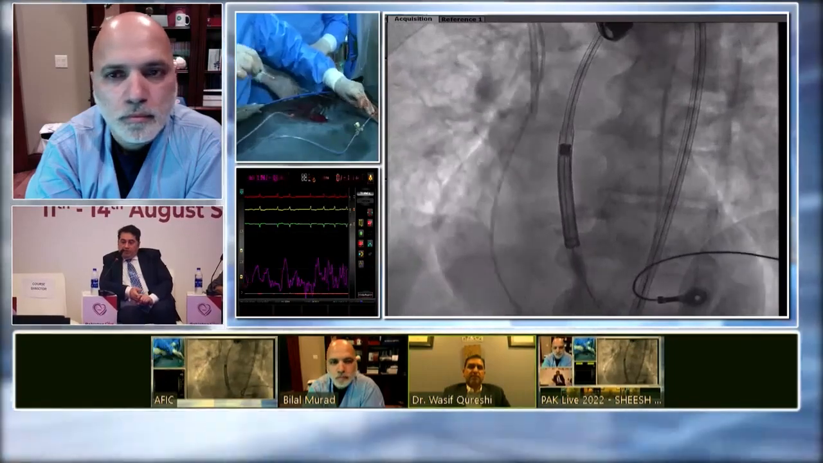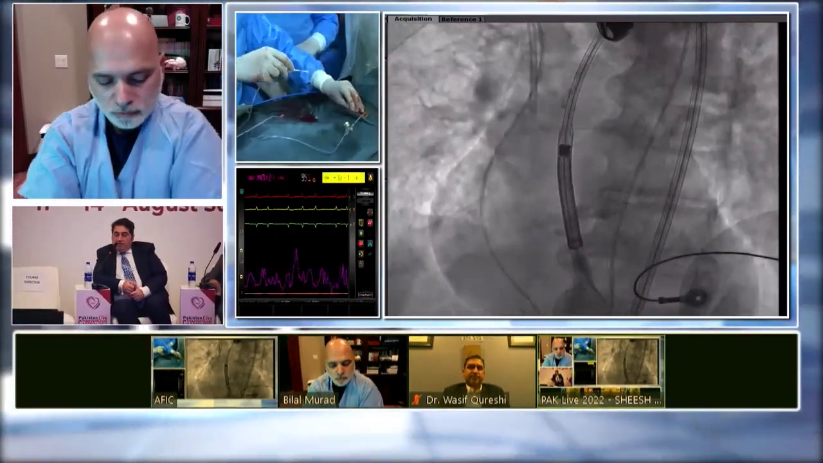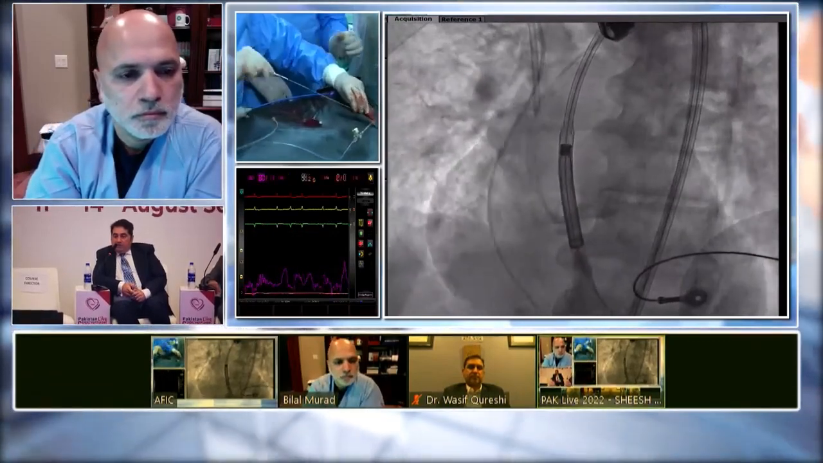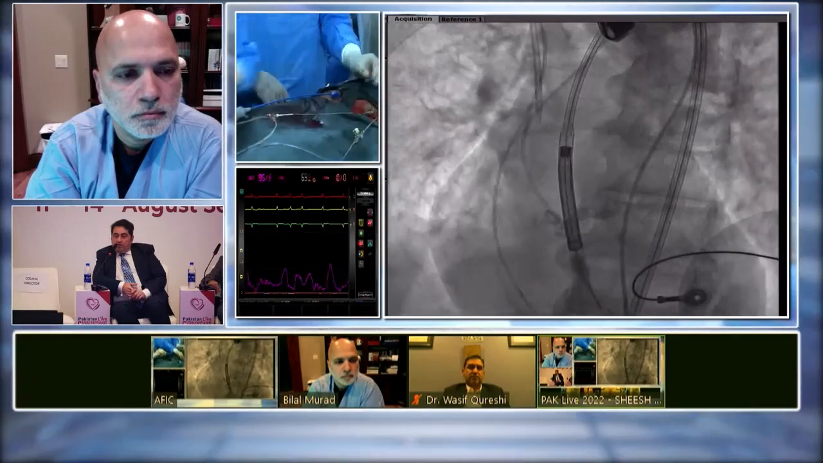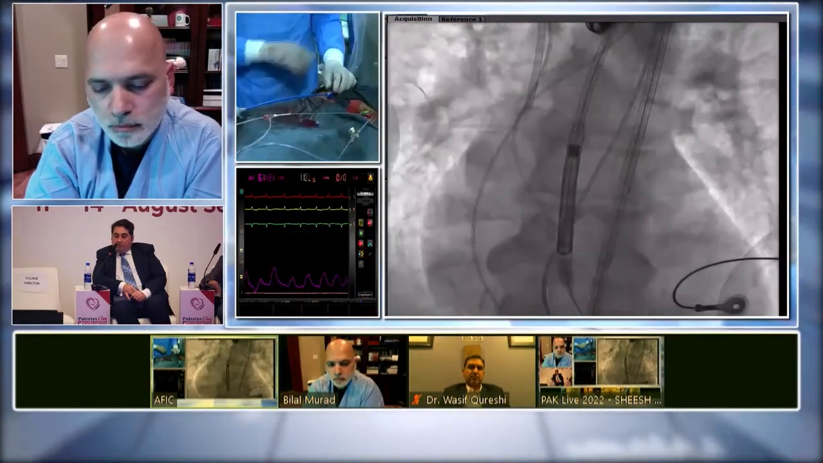And we always use over-the-wire pacing. We put a wire in the left femoral vein, just to leave it there in case we need access and an urgent temporary pacemaker. Otherwise, we use our own Confida wire for the over-the-wire pacing.